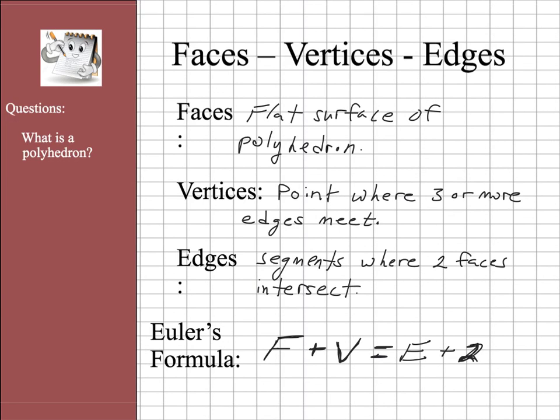So, faces plus vertices is equal to edges plus 2. So if I had something with 6 faces and 6 vertices, that's 12. And minus 2, that means that edges would be 10. Yes, plus 2. No, edges plus 2.